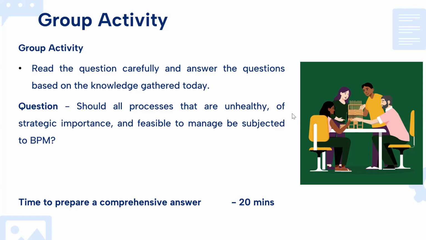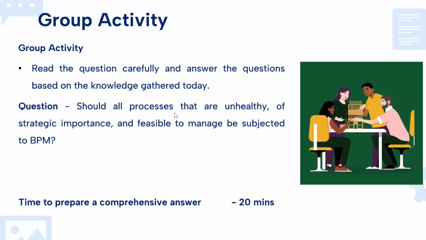Yes, sir, I can hear. Can you explain again? Okay, so the question is, should all processes that are unhealthy be selected? In this process selection criteria, we identified three possible things: strategic importance, health, and feasibility. To select a particular process, it should be of strategic importance for process improvement, and it should be unhealthy. Unhealthy means the health of the process is in dire need of help. And feasible means whether we are able to improve the particular process.